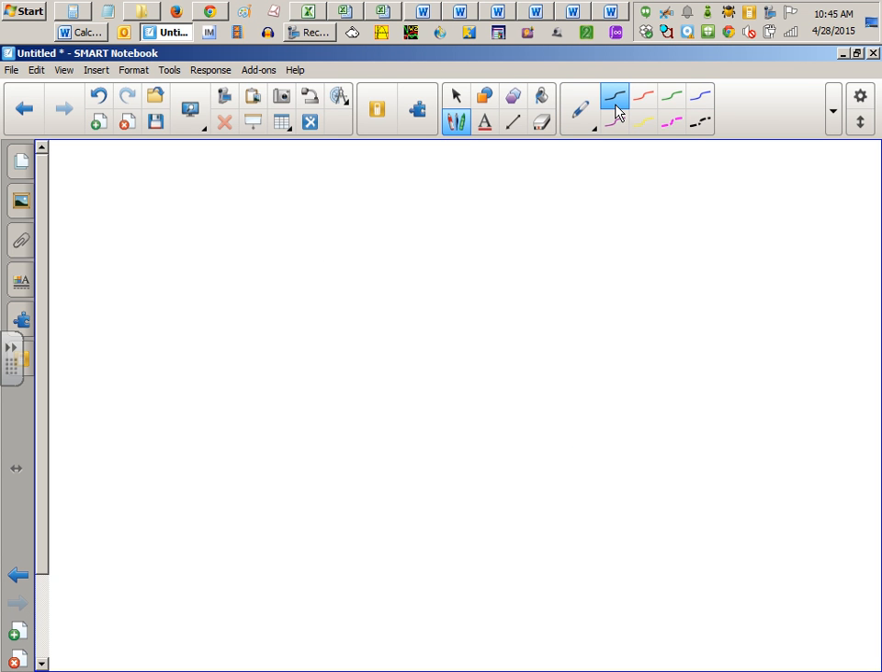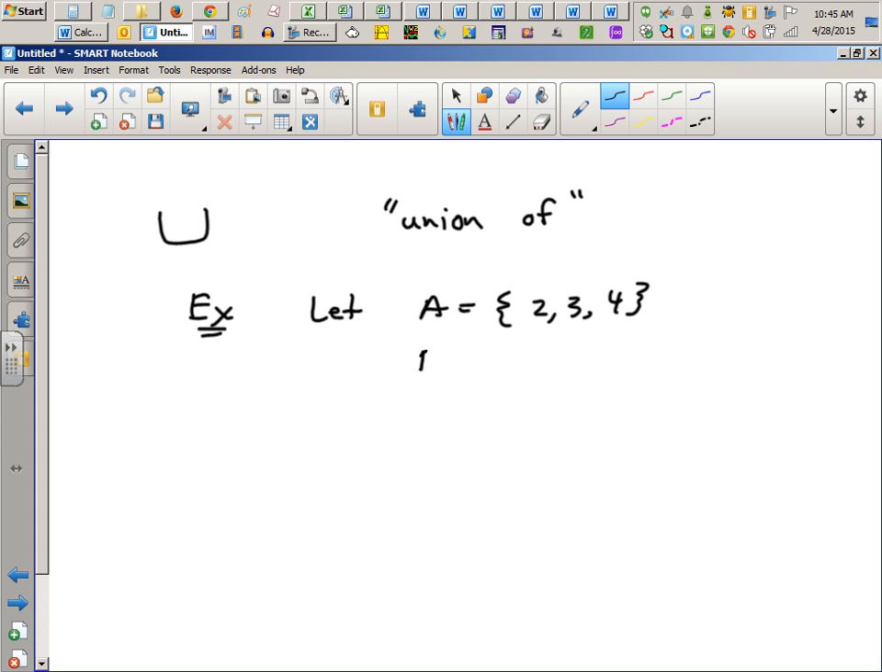Okay, and I told you I also wanted to teach you what this symbol meant. This is not universal set. This is union of. So it's a command, actually. So if you see, let's just do this by example, it's easy to learn. Let's say that A is the set 2, 3, 4, and B is the set 4, 5, 6, and I say find A union B.